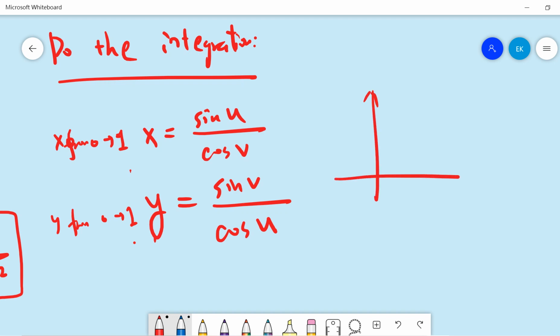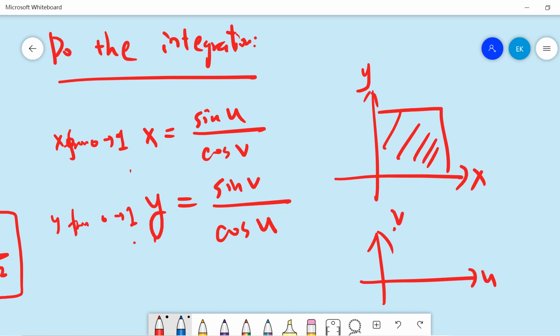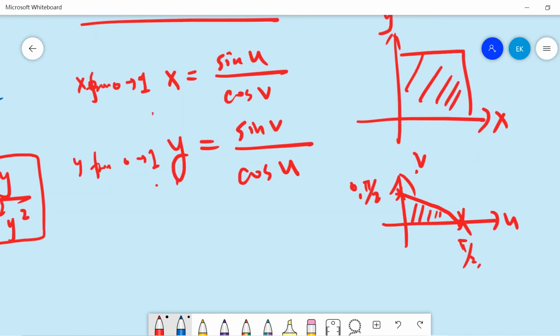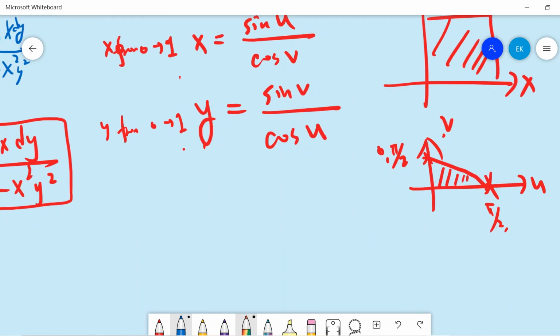So it means that suppose this is xy, so our xy is a square, and the uv, when u is pi over 2, then x is 1, right? So sine pi over 2 is 1, and cosine 0 is 1, and another point is the other corner. Right, so you can check that it's basically a triangle. So finally, we need to calculate the Jacobian of this matrix.